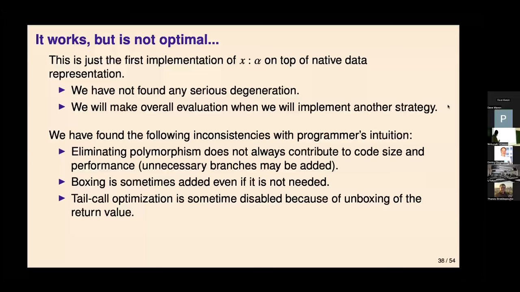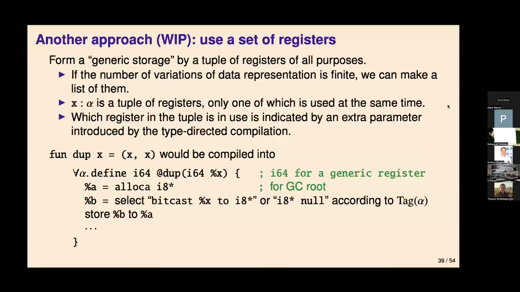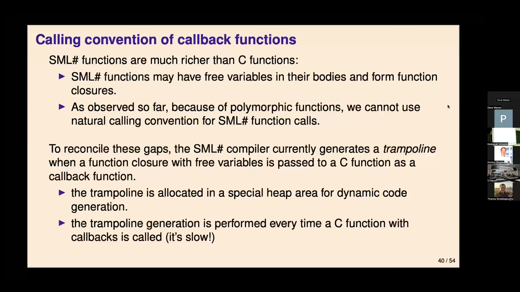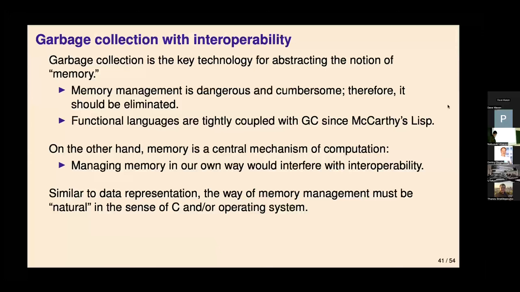There are three points of observation, but as a summary, this compilation strategy is inconsistent with the intuition of the programmer. For example, eliminating polymorphism does not always contribute to code size and performance. It's not always an optimization, which is inconsistent with the intuition of the programmer. Another approach is work in progress, and I'd like to skip it. This slide is about calling convention against shift functions in the calling convention. And finally, the last topic of our study is garbage collection.